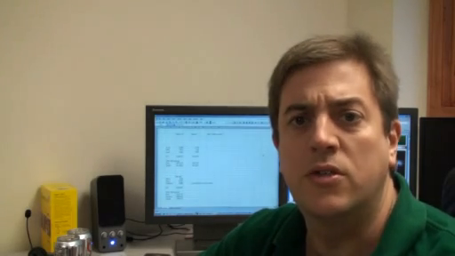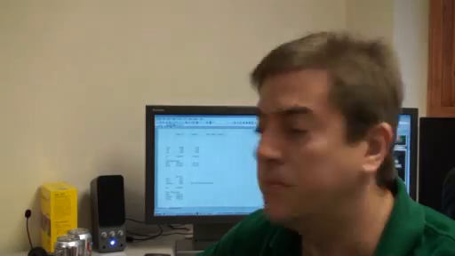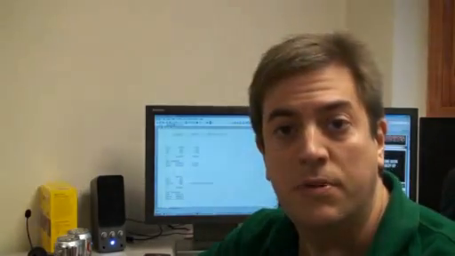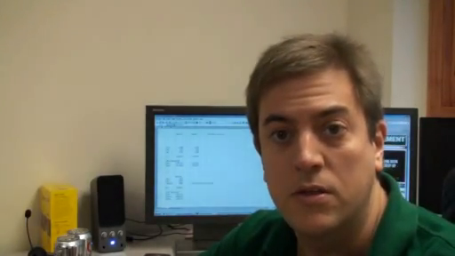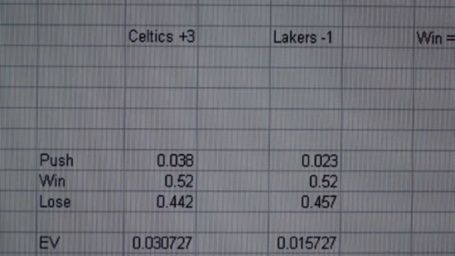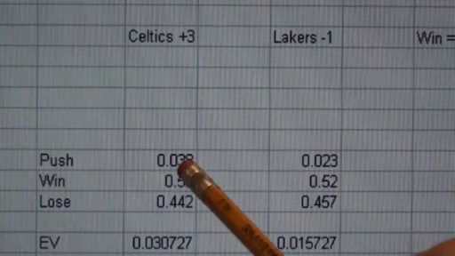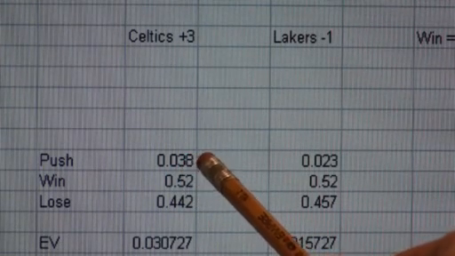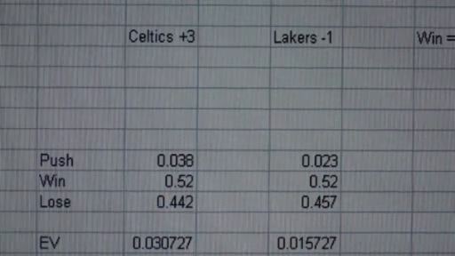The first thing we're going to do is look at the EV on the two possible bets. That is, playing the Celtics +3 and the Lakers -1. First, we're going to look at the EV of the bet Celtics +3 when the market price is Celtics +2. From the half-point calculator, we know that the game will land on the 3 exactly 3.8% of the time, again, subject to the assumption we made.